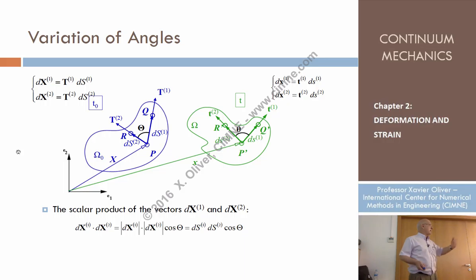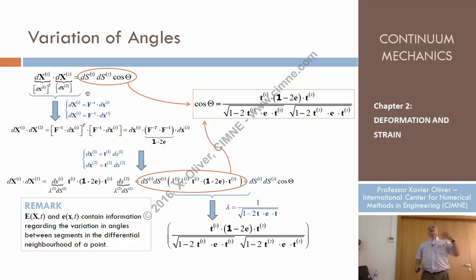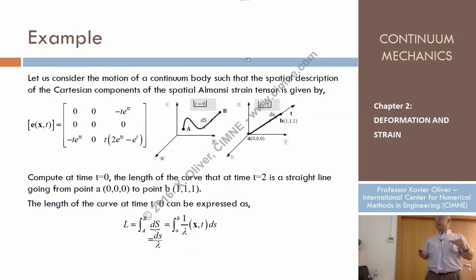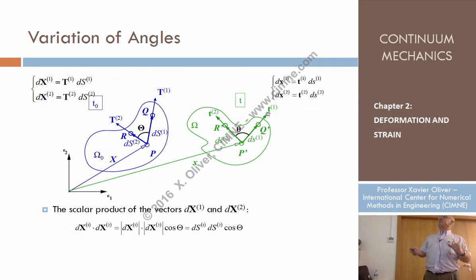Well, I can do a relatively parallel derivation and just start from the dot product, the scalar product of these two vectors, differential of x1, differential of x2, which is the modulus times the cosine of the angle I want to compute. Then I reproduce the same procedure as before, replace the formulas we know, and after all that, I arrive at that formula. That formula says that the original angle formed by two particles at the reference configuration, from which I know the current position at the present time, so from which I know the vectors t1 and t2, can be computed by these operations.